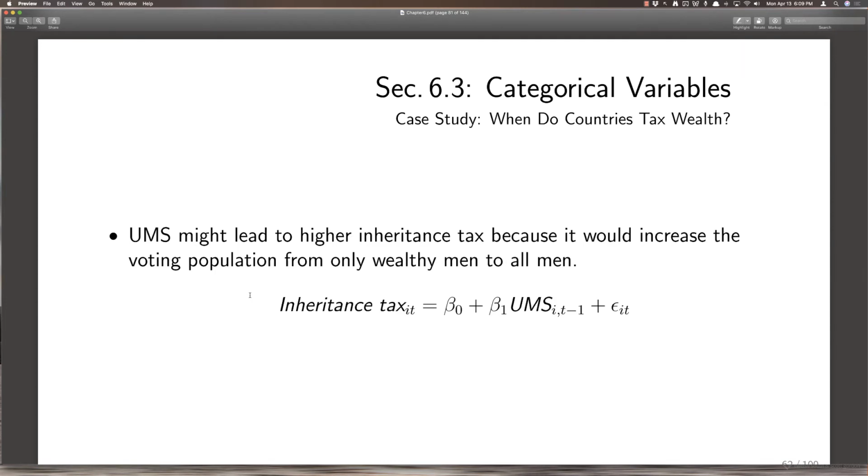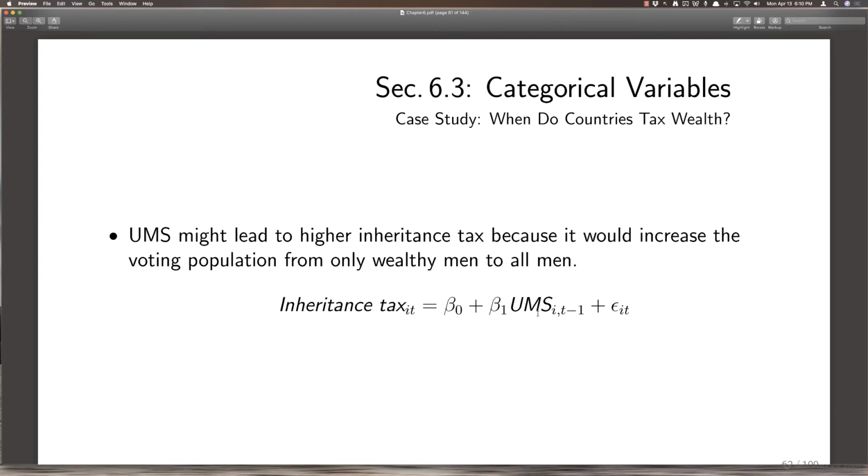All right. So here might be our first approach at that. Inheritance tax is going to be a percentage, the percent of an inheritance that's taxed. And here's going to be universal male suffrage. We're going to look at one of these indices that are created by different groups, and say countries that have universal male suffrage are going to get a 1, and countries that don't have universal male suffrage are going to get a 0. We're going to just rely on the data that's given to us.